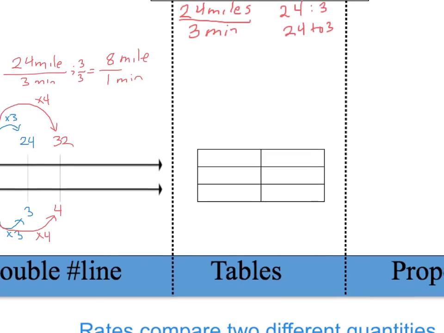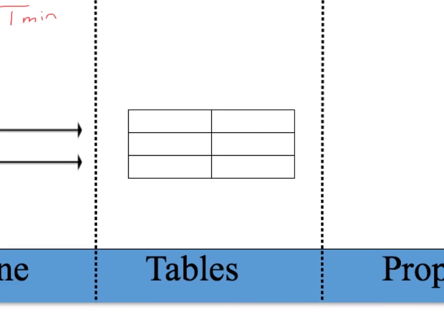We can also use a table to solve these problems. Using that same problem, I'm going to label this first column as miles and the second column as minutes. I know that my unit rate was 8 miles per 1 minute, and if I scale up, I can multiply this by 3 and get another rate. So that would be 24 miles per 3 minutes.